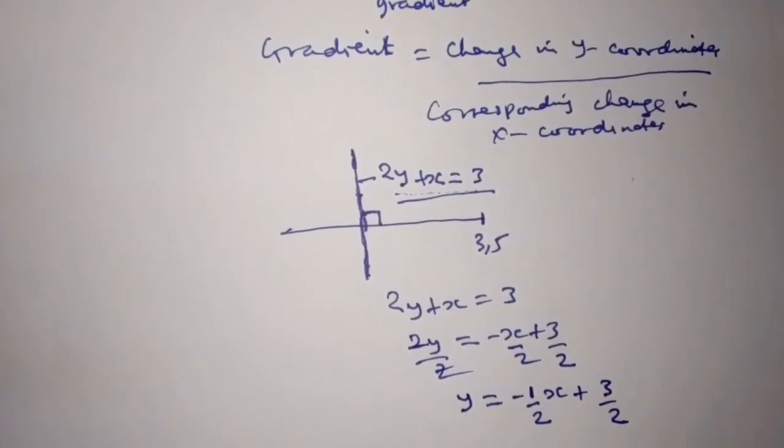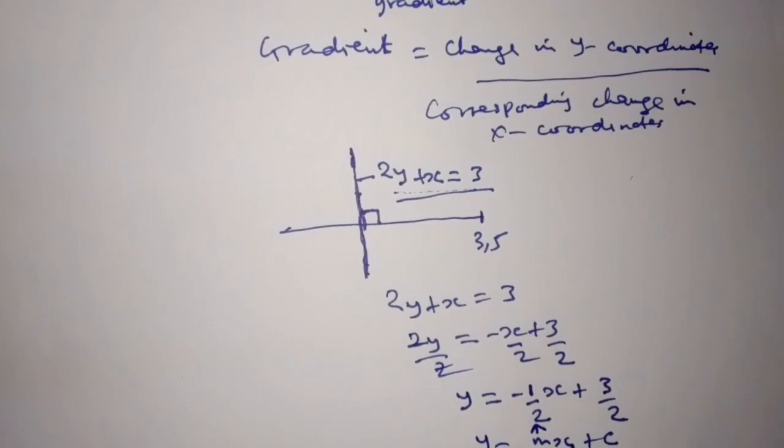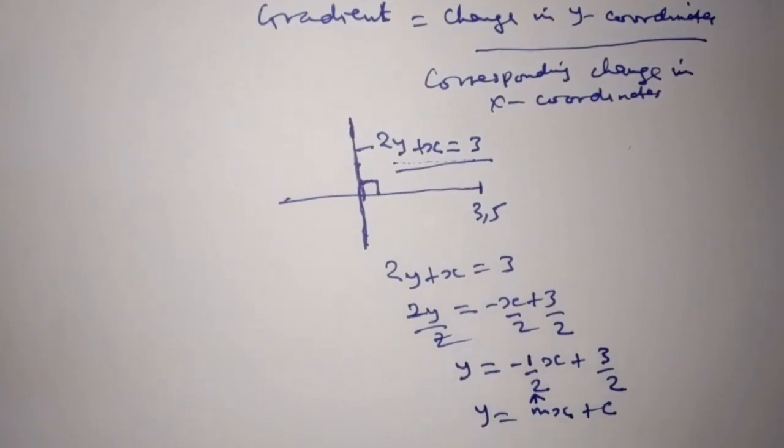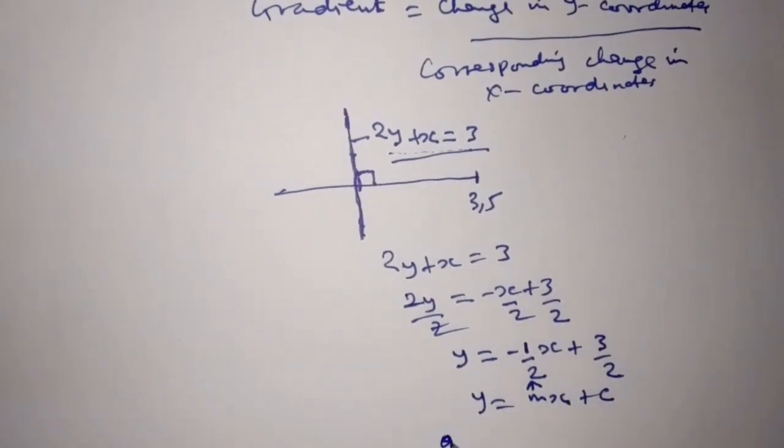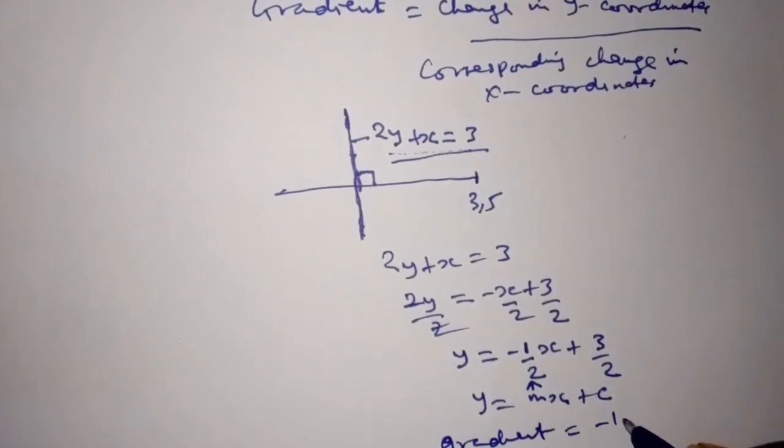So now we have written this equation in the form of y = mx + c, and our gradient here is negative 1 over 2. So the gradient is equal to negative 1 over 2.